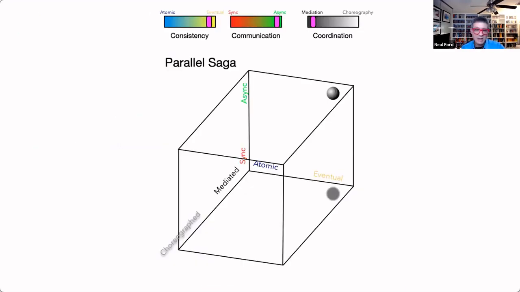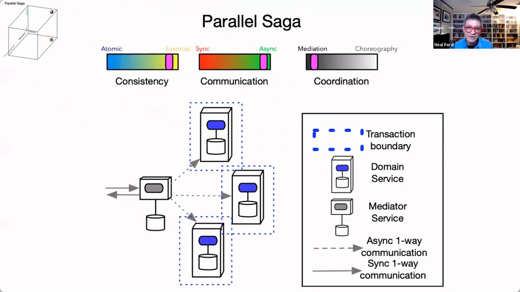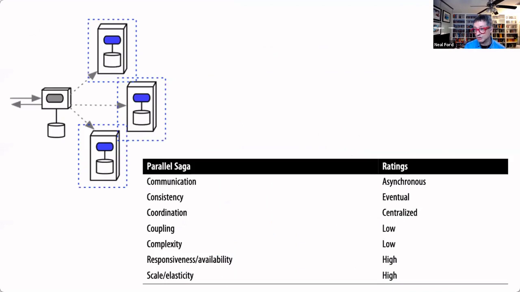The last two of these, the parallel saga and the anthology saga. Parallel saga is eventual consistency, async, but mediation. So again, this is what you think about when you think about asynchronous orchestration in microservices, because now the transactional boundary is at the service level, and this is just like mediated, but with asynchronous communication, which gives you higher scale.